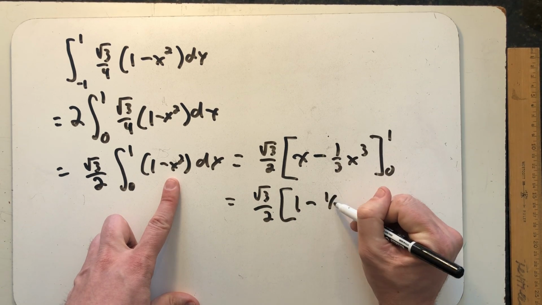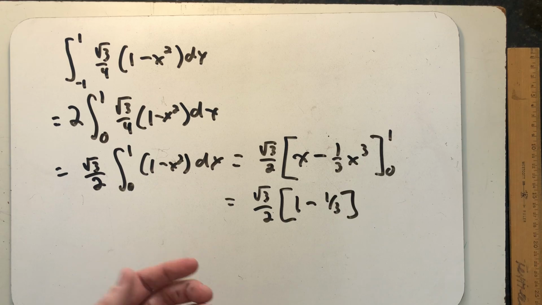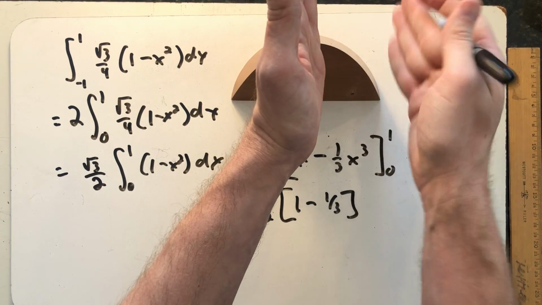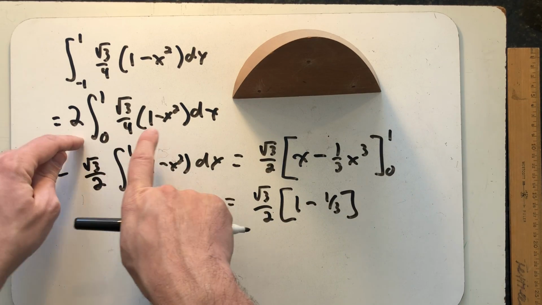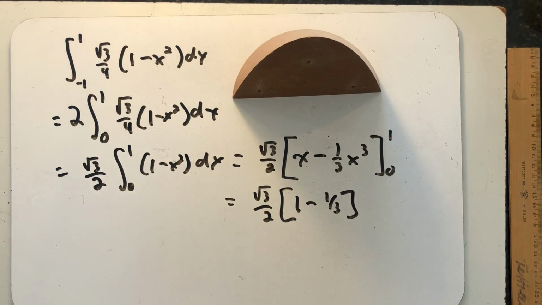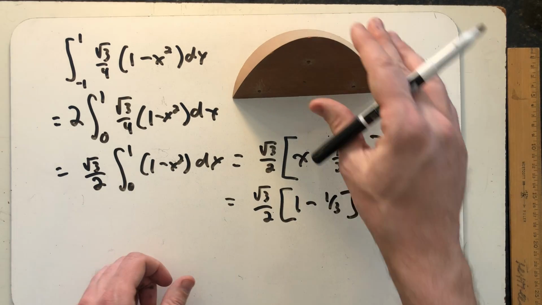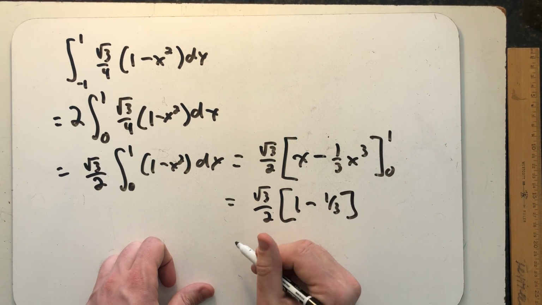1 minus 1/3. Plugging in the zeros is easy. That was the advantage of deciding to look at half of the volume and double it. Now we have to be careful. If we're going to do this trick where we double half the volume, we have to make sure there actually is symmetry in the region that we're talking about.